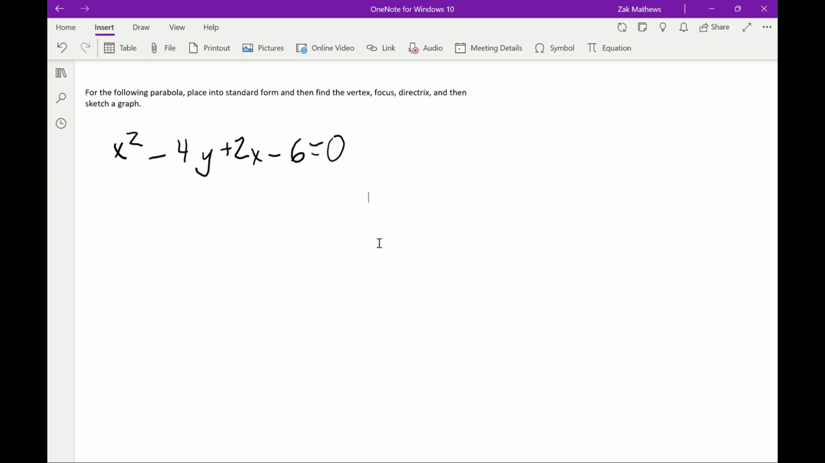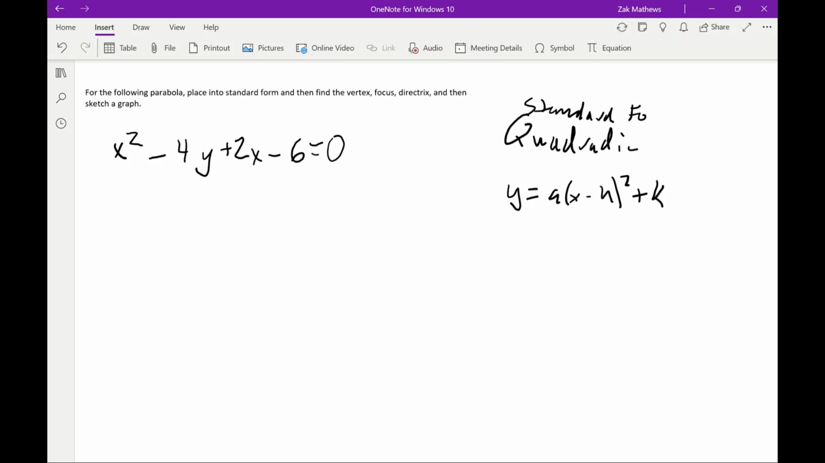Now I do want to stress for a minute that we had the standard form of quadratics: y equals a(x minus h) squared plus k. That is the standard form of a quadratic, not of a parabola. So remember the difference between quadratics and parabolas.